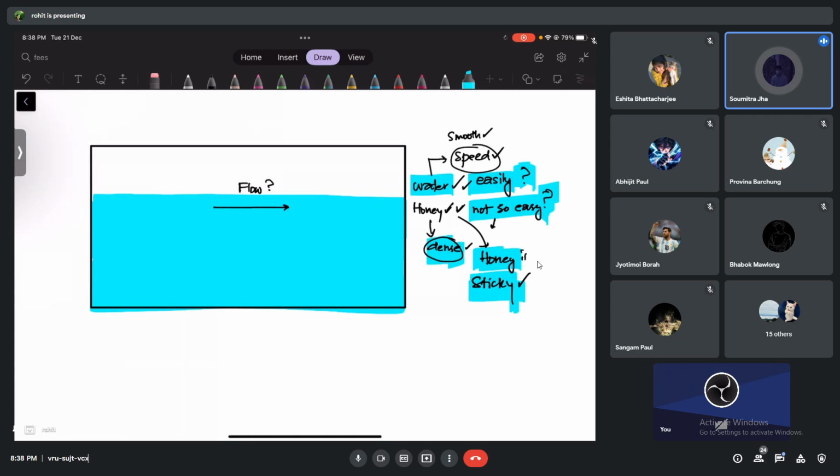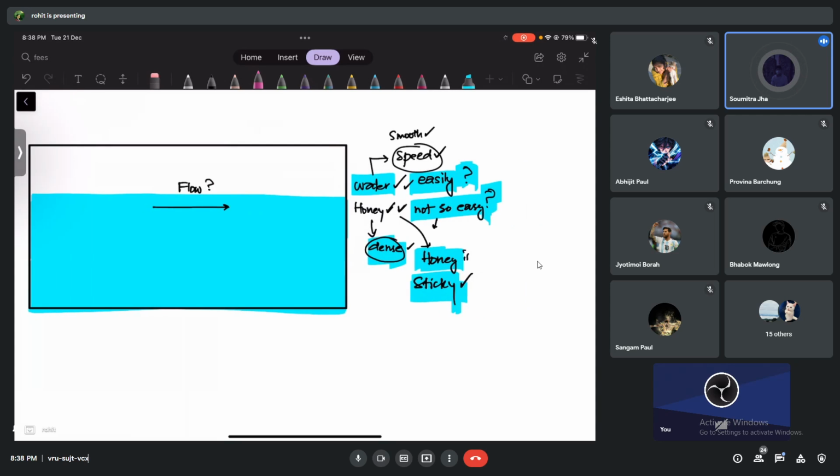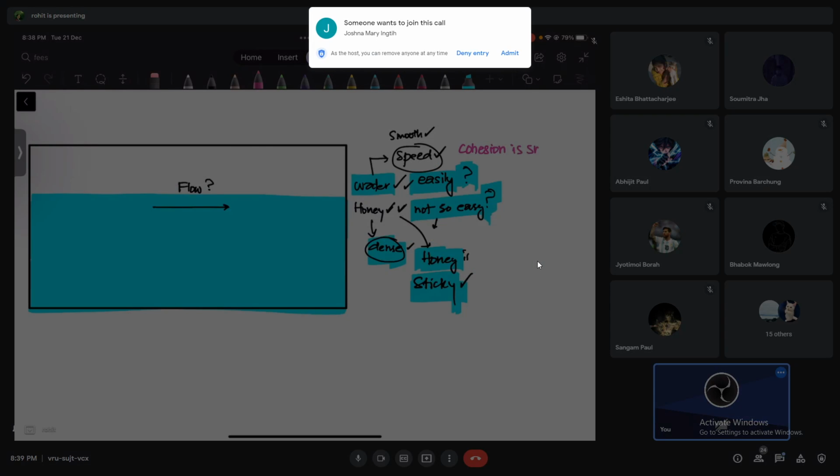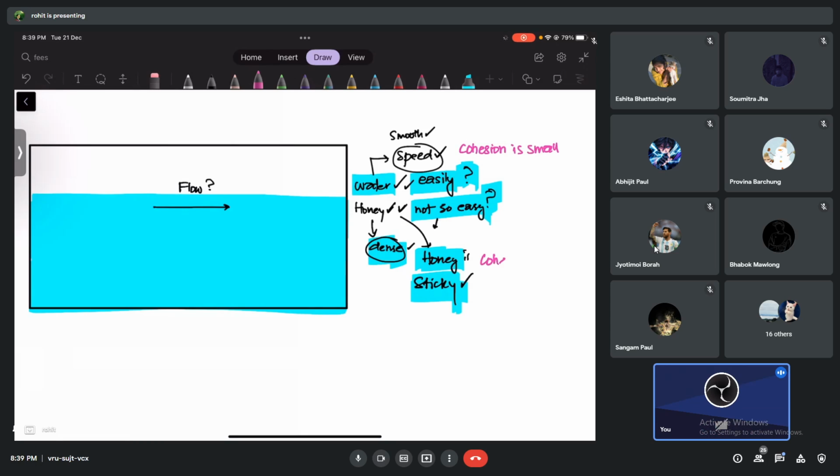The forces of cohesion between the water molecules is less than that between the honey molecules. Correct. The force of cohesion in water is small. The force of cohesion in honey is large. Cohesive force is large, or very strong, let's say. I'll agree with that. What else?